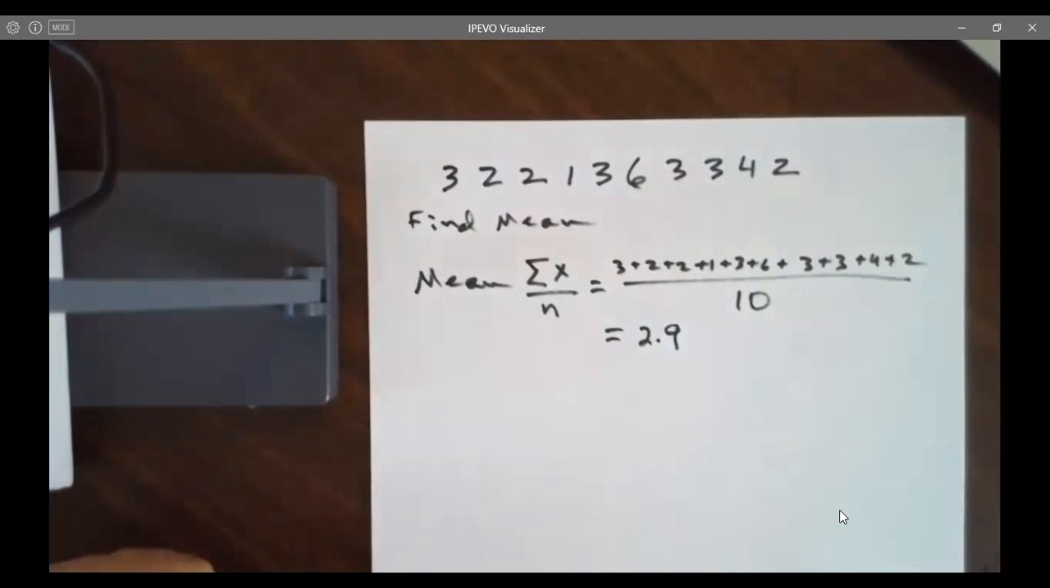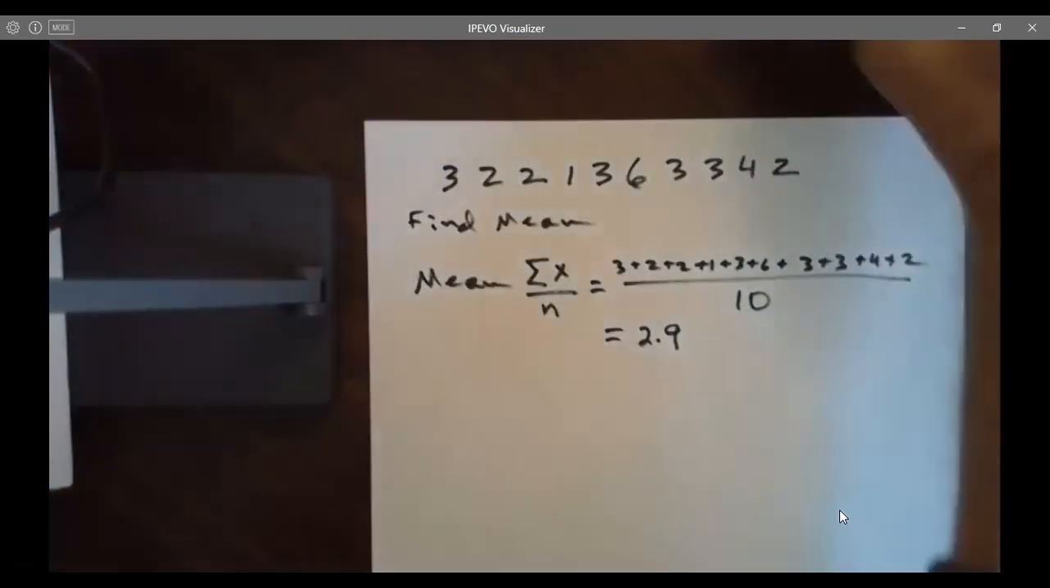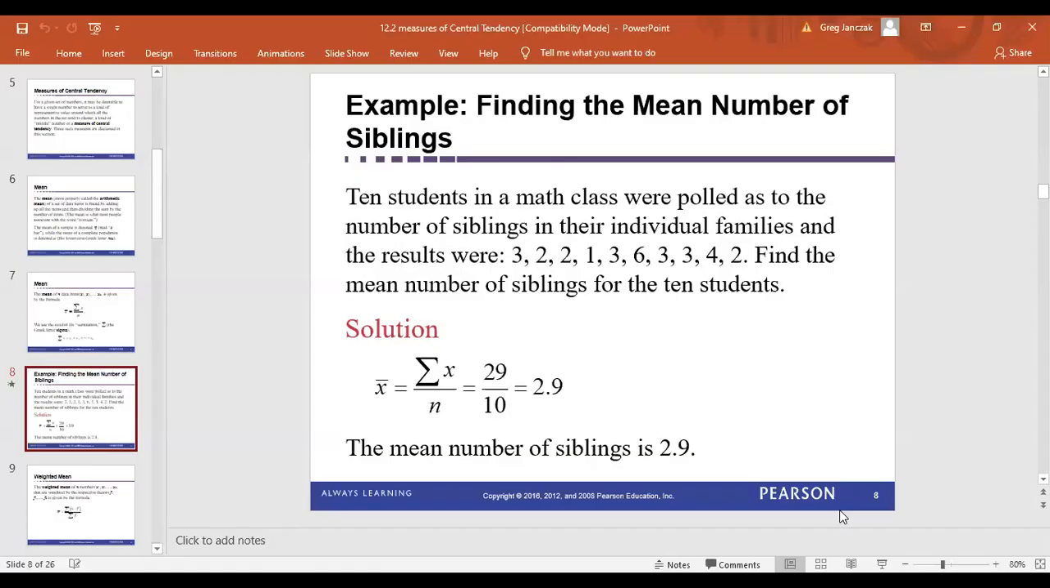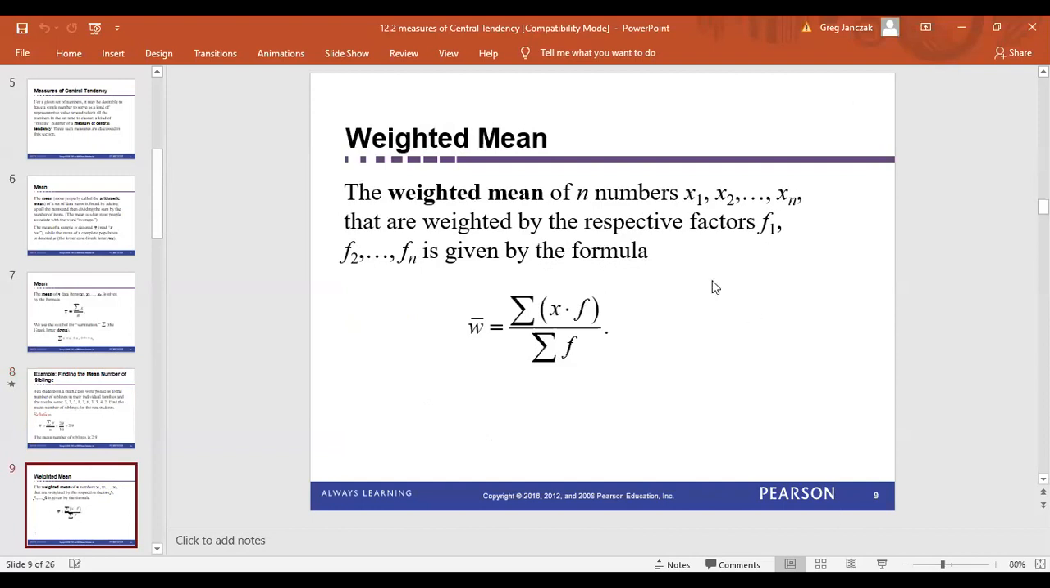So we did that. Okay, the weighted mean. If we go back to our slides again, the weighted mean is where we have the sum of our items times some weighted number, like they put a weight on each number, over the sum of all the weights. Your GPA is considered your weighted mean.